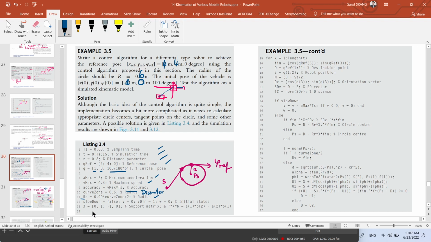Okay, so here initially the flag variable slowdown is set to 4. I mean there must be cases where we want the robot to slow down and cases where we want the robot to accelerate. Okay, and set the initial velocity as 0, angular velocity as 0.